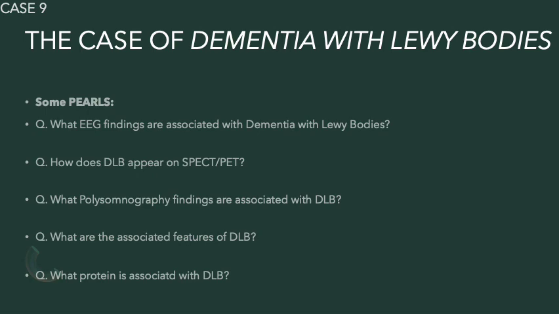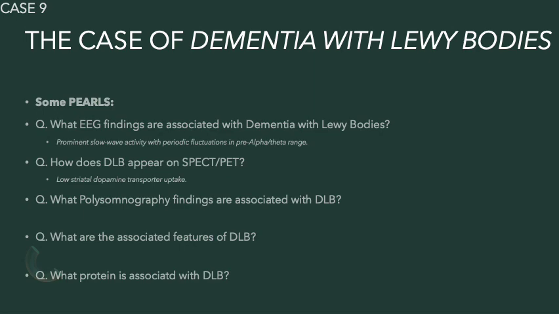Now here are some pearls. These are questions that may appear on exams. What EEG findings are associated with dementia with Lewy bodies? Prominent slow wave activity with periodic fluctuations in pre-alpha theta range. How does DLB appear on SPECT and PET? Low striatal dopamine transporter uptake.